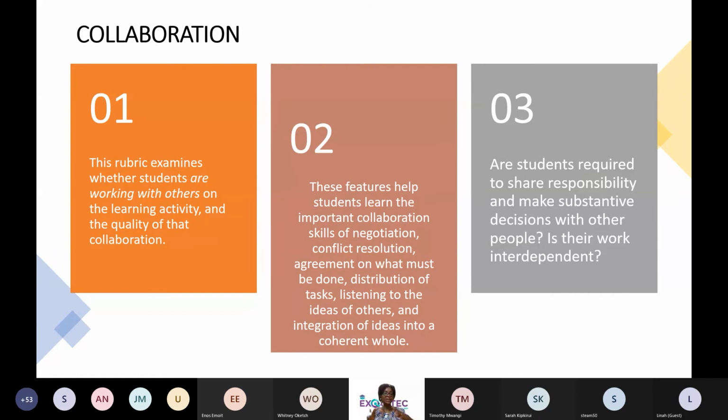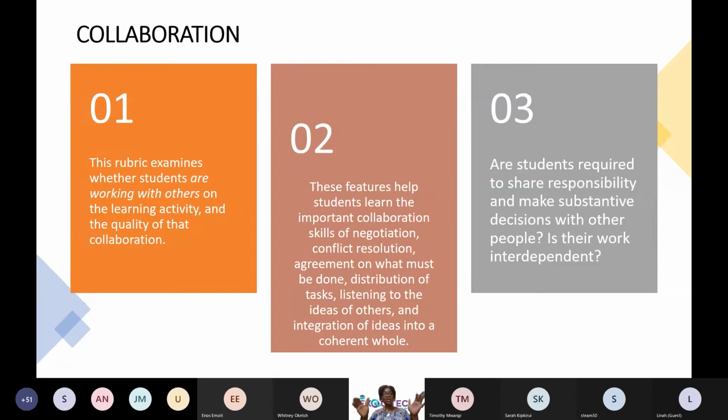So the collaboration rubric examines whether students are working with others on the learning activity and the quality of that collaboration. The quality of that collaboration is actually what signifies whether collaboration is really taking place or not. I remember most of us have been in school and been put in groups and given group projects, and everybody gets to write down their names as members of that group, but only 2 or 3 people actually complete the project and submit on everyone's behalf. So that is a group project, but that is not collaboration.